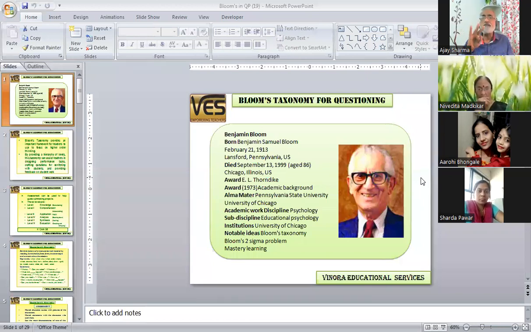Number 1 is how you will use Bloom's taxonomy in making question paper. I will give you examples also. Then how will you assess? And then finally the blueprint. तो जितना आज होगा, we will cover it today. Let us go for the first one.